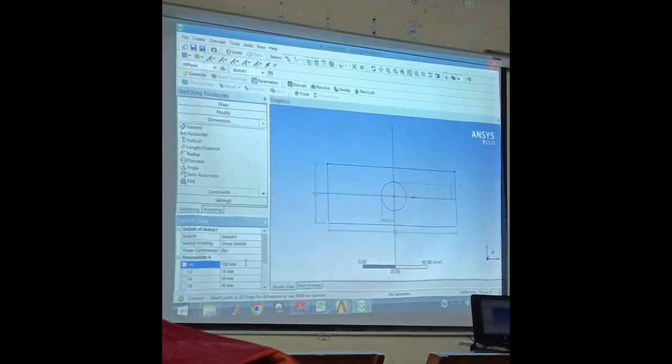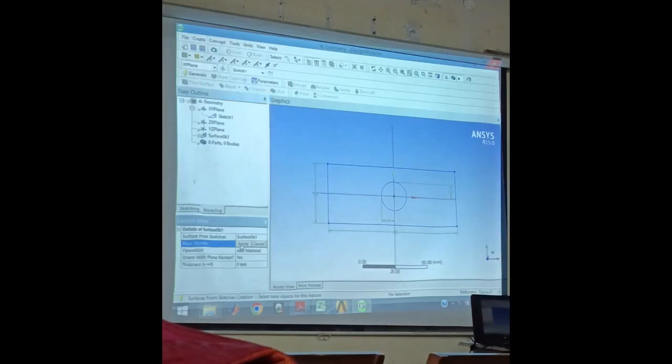Now, for this, it is saying that it is not infinite plane. Now create the surface. Create surface from the sketch. Apply. Generate. See, it has created this.